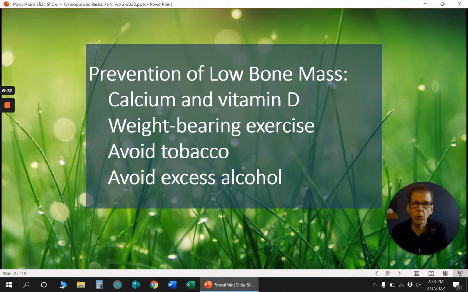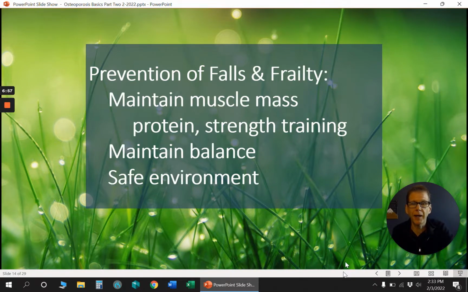If you're a cigarette smoker, I would definitely encourage you to get help to quit smoking. Smoking is bad for bones, just like it's bad for many other things in your body. And we want you to avoid excess alcohol. In general, we think of men being able to consume up to 2 standard drinks per day, women up to 1 standard drink per day. Certainly wouldn't want you to go above this limit. If you were below that, that would be fine. But we want to avoid alcohol in excess.